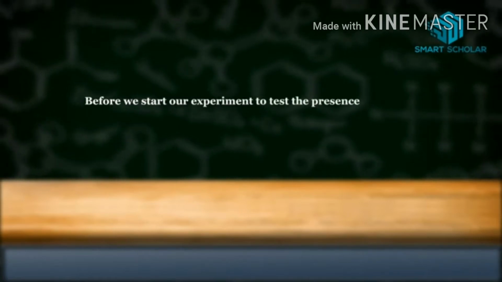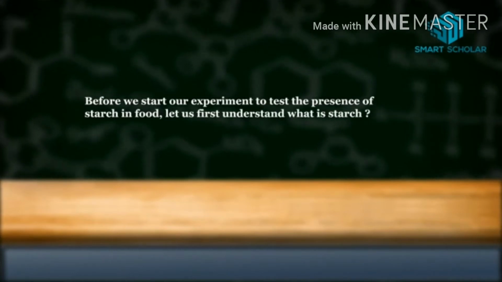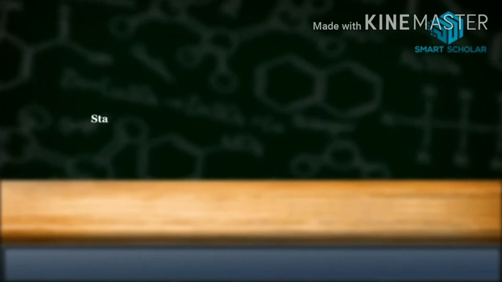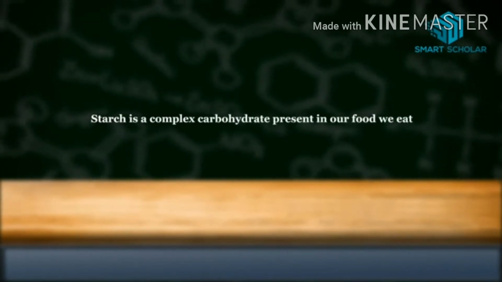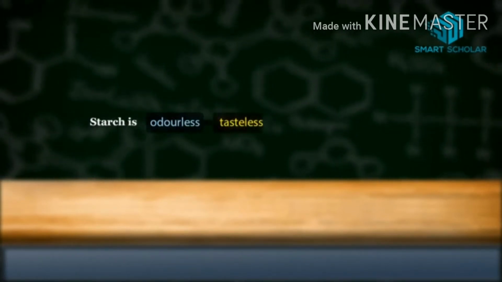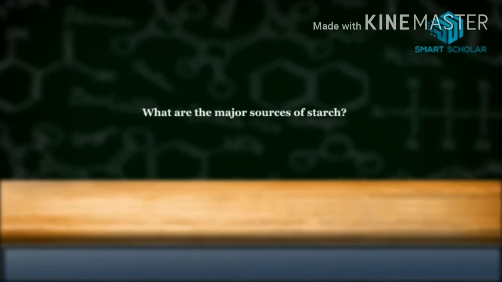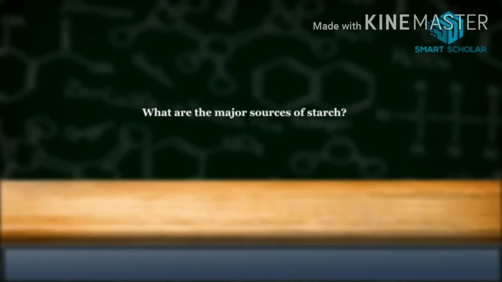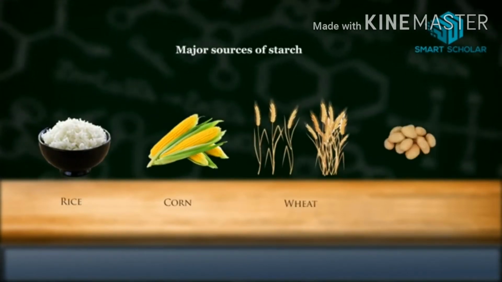Before we start our experiment to test the presence of starch in food, let us first understand what is starch. Starch is a complex carbohydrate present in the food we eat. Starch is odorless, tasteless, and white in color. What are the major sources of starch? Major sources of starch are rice, corn, wheat, and potatoes.